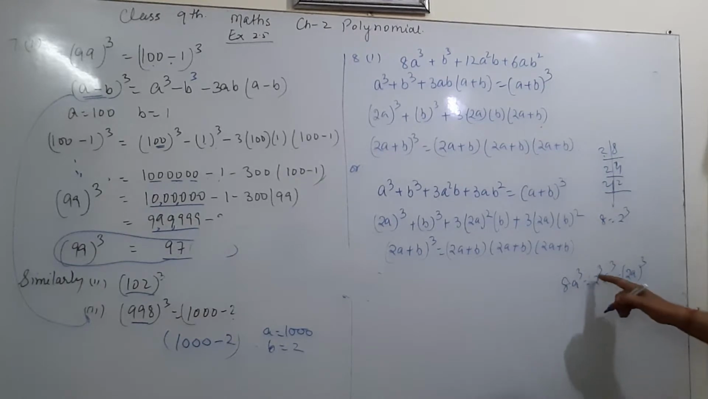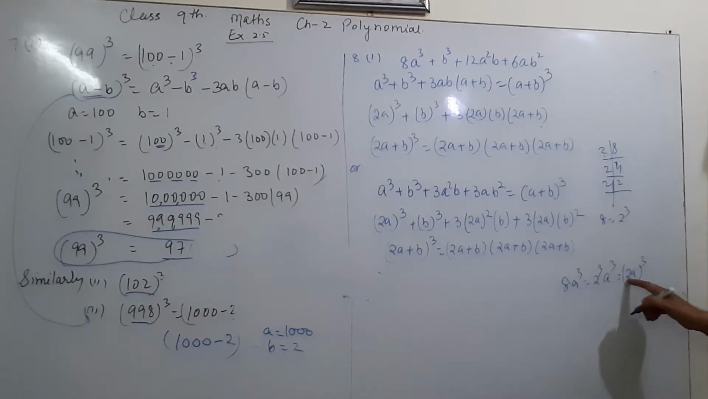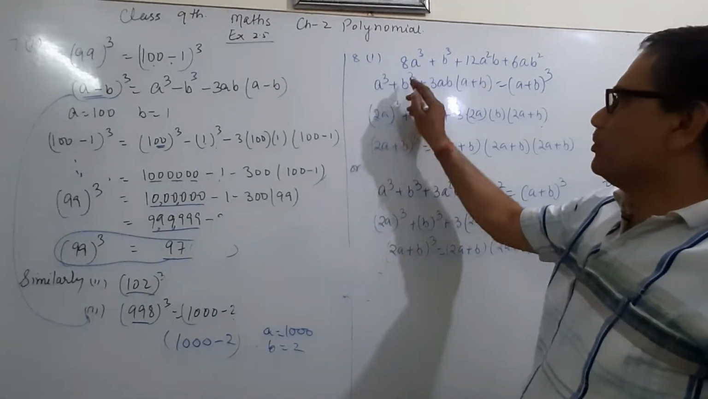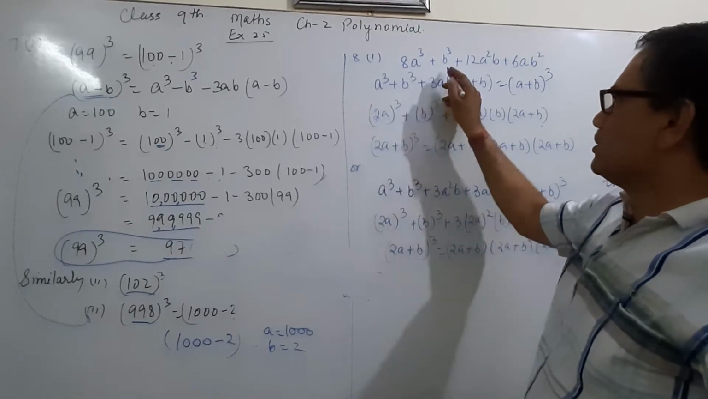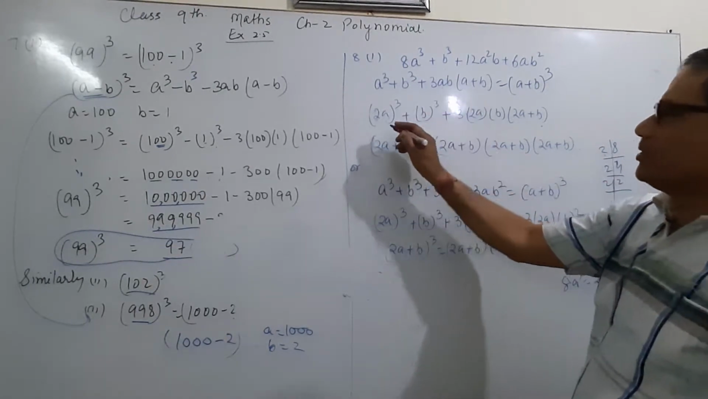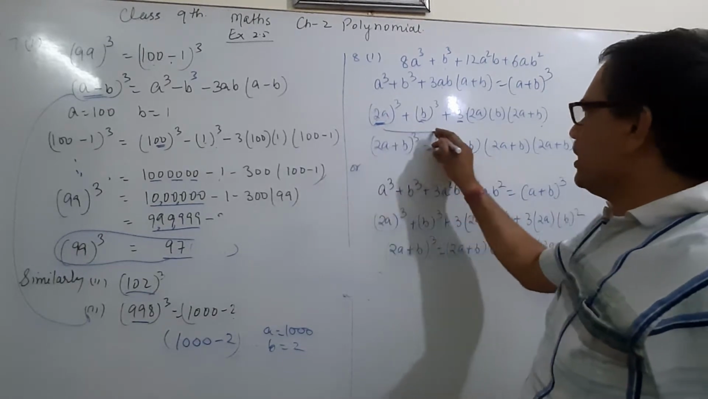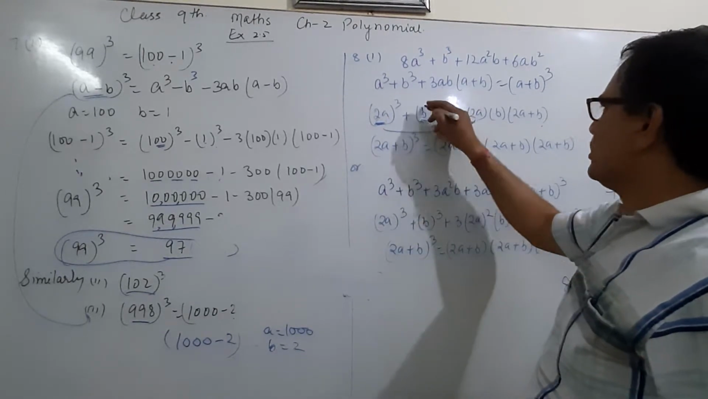8a cube we can write as 2 cube a cube. This will be 2a whole cube. It means 8a cube we can write as: 8 is the cube of 2, and a cube, plus 3ab. Now this is a and this is b. 3a, this will be a and b, this is b.